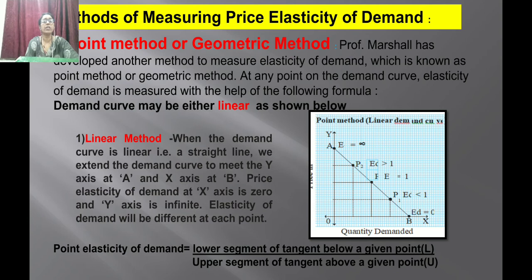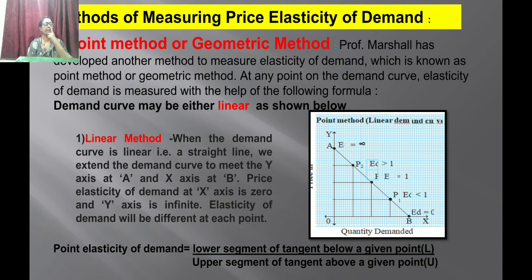How will we measure it? Point elasticity of demand is the lower segment of the tangent below the given point upon the upper segment of the tangent above the given point. Now how will you measure it? Let us assume that AB is the demand curve and its length is 8 centimeters. Let us assume AB is the demand curve, and what is its length?